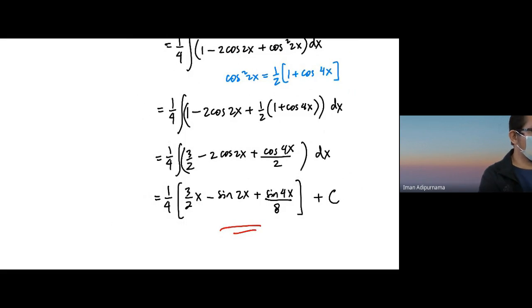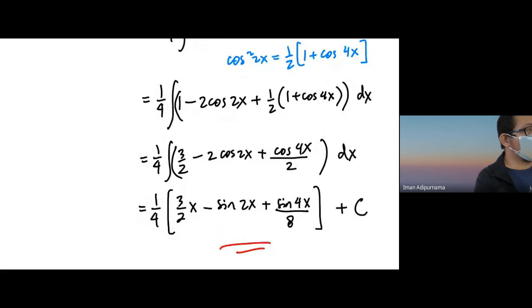So whenever you have a sine squared or a cos squared, it is better to exchange into the double angle formula.